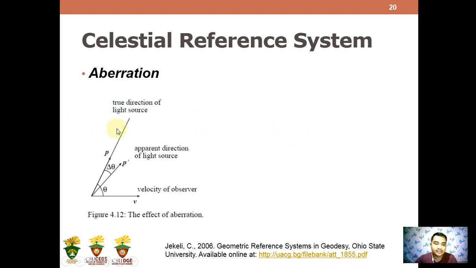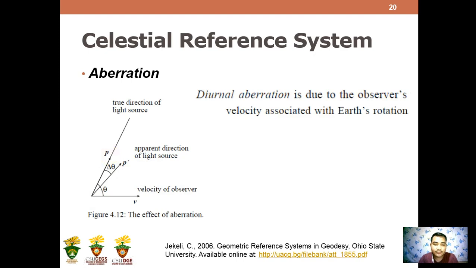For aberration, there is a true direction of the light source, which is from the sun, and there is also an apparent direction of the light source, no? And this is with respect to the velocity of the observer. So if the velocity of the observer increases, its light direction changes. So that's for aberration. For aberration, we have kinds.